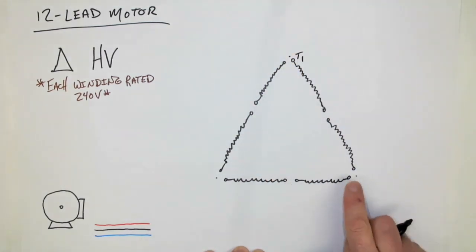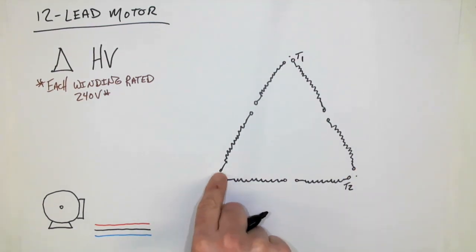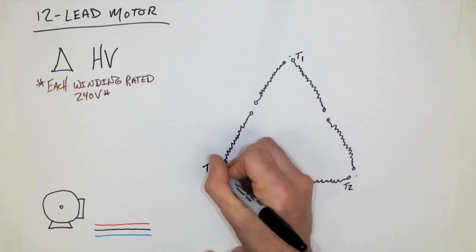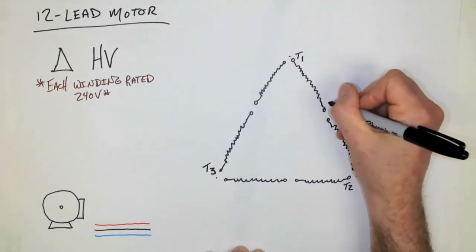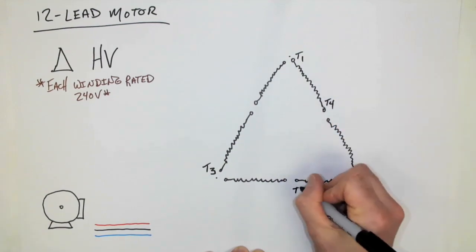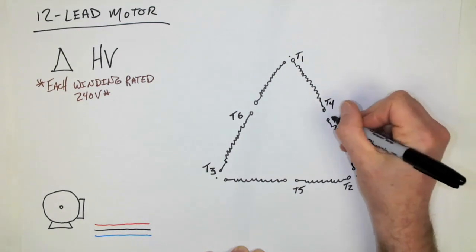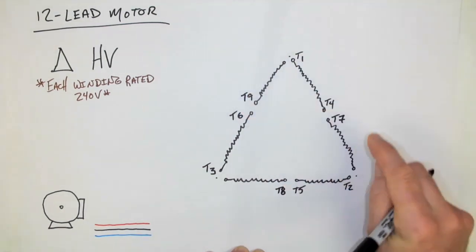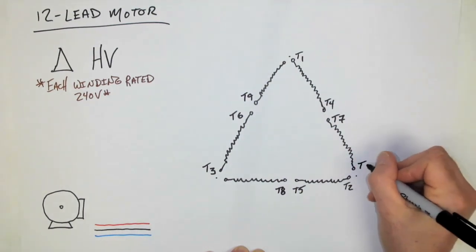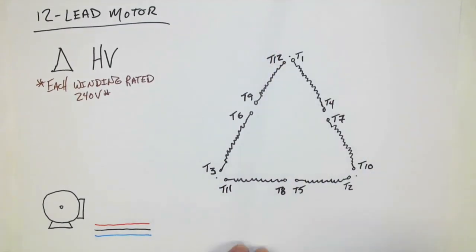We go all the way around. This one is T2. All the way around. This one is T3. And now it's just going through the circles. T4, T5, T6, start again here, T7, T8, T9, start again here, T10, T11, T12.